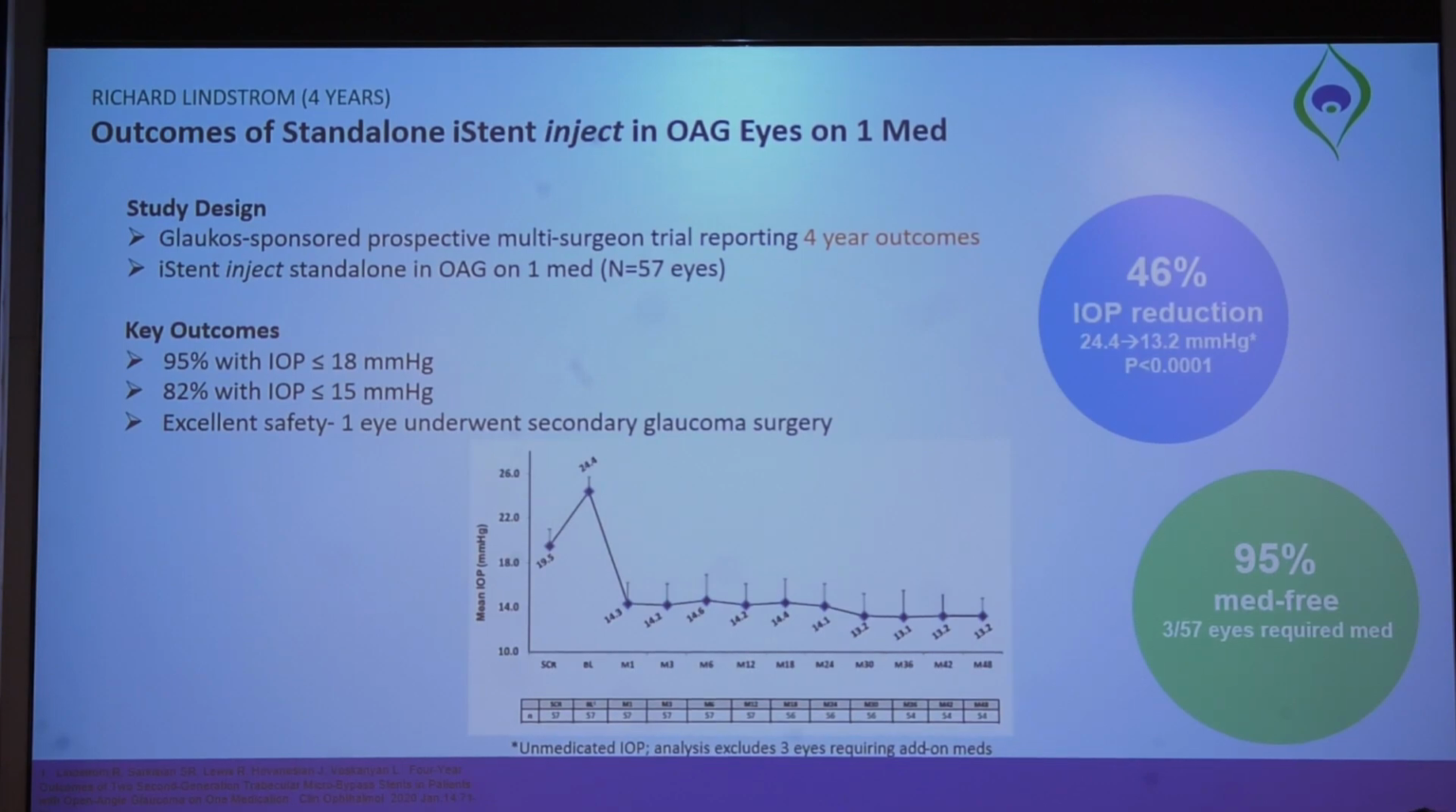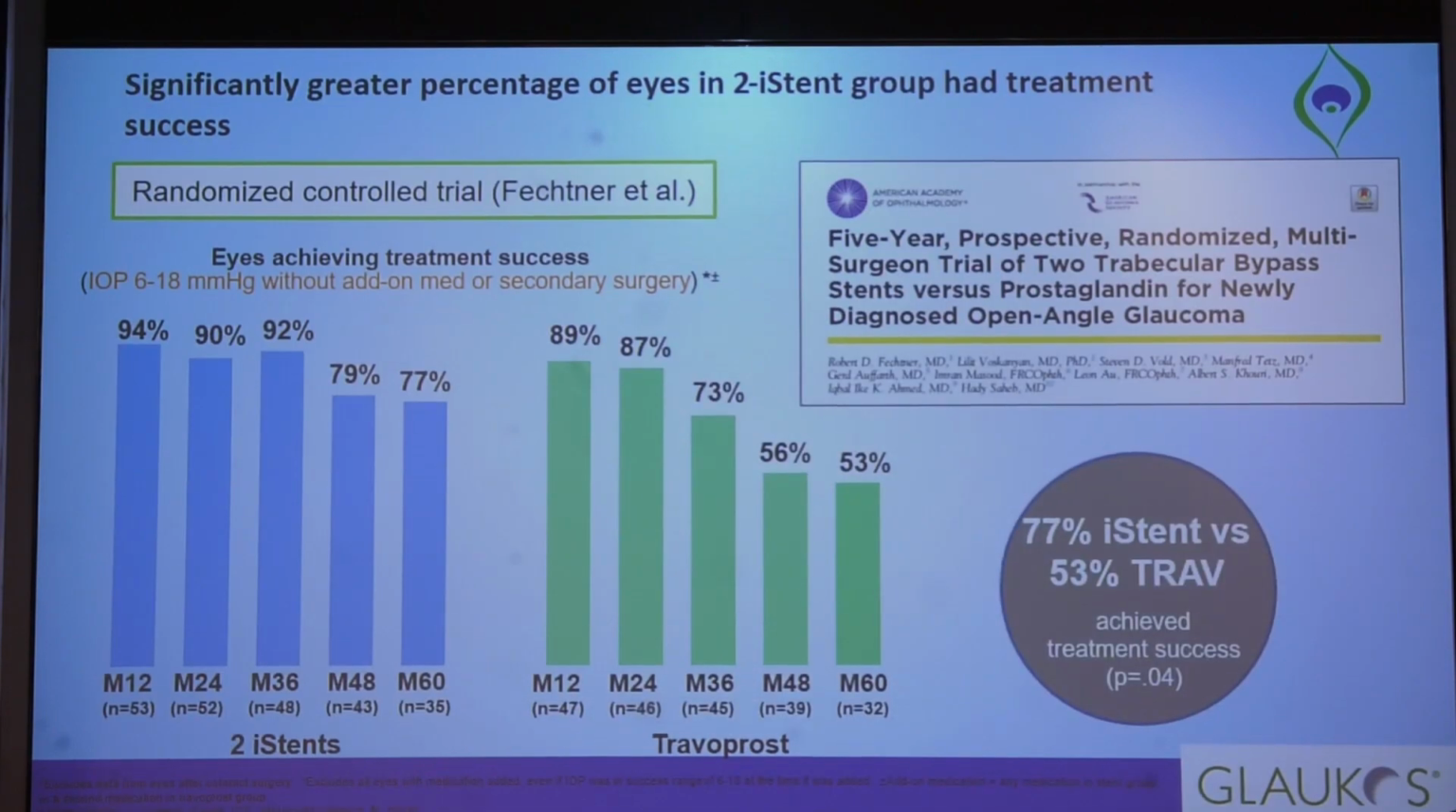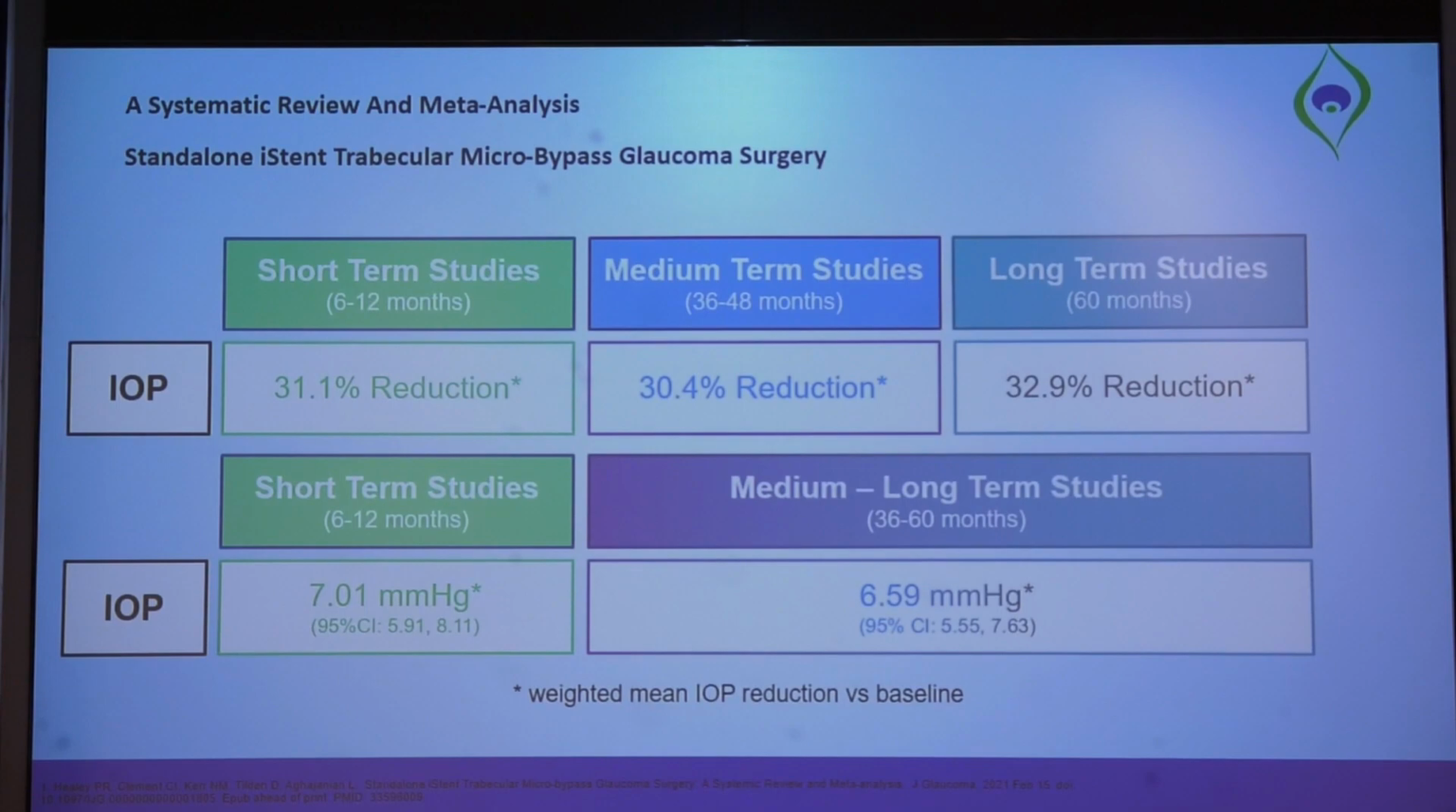So that was an excellent result of 46% IOP drop, and almost 95% had IOP of less than 18 millimeters of mercury, and 4 years is a long period. Now this was another study. We studied insertion of 2 eye stents in the same eye against that of travoprost, and you can see that the eye stent group has performed quite well, and the treatment success rate was 77% in the eye stent group and 53% in the travoprost group.